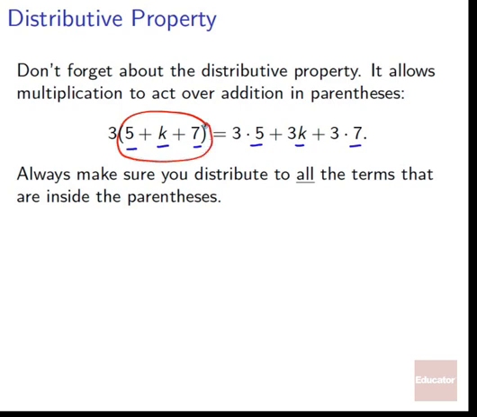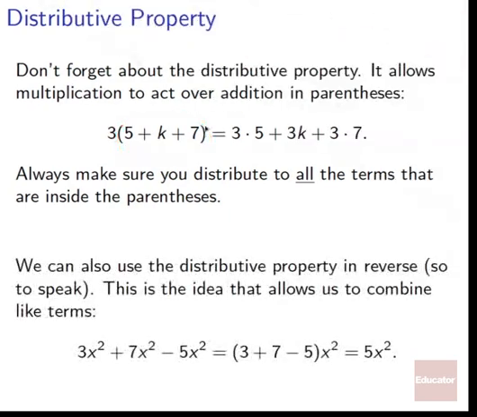I see lots of students see something like this and they go, oh, 3 times 5 plus k plus 7. No. You have to do everything inside of the parentheses, otherwise you're not distributing. So make sure that you're always distributing to everything in there, everything when you're multiplying in there. All right. We can also use the distributive property in reverse, so to speak. We can go backwards in a way. This idea is what allows us to combine like terms.